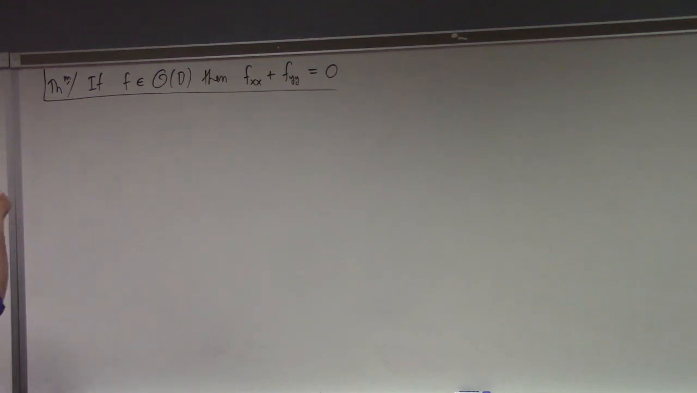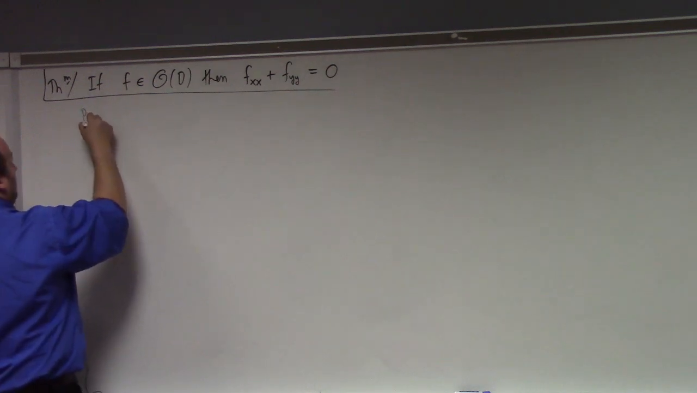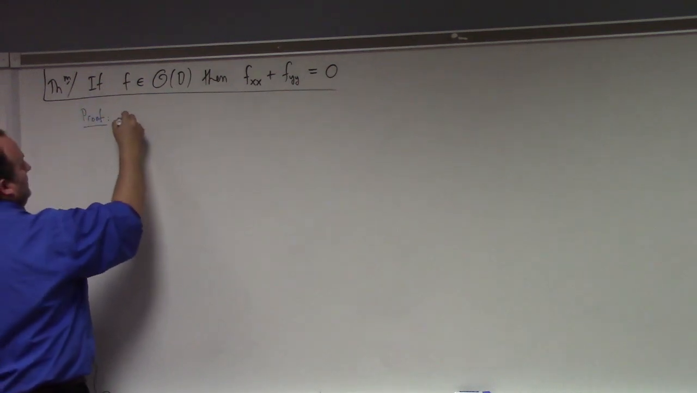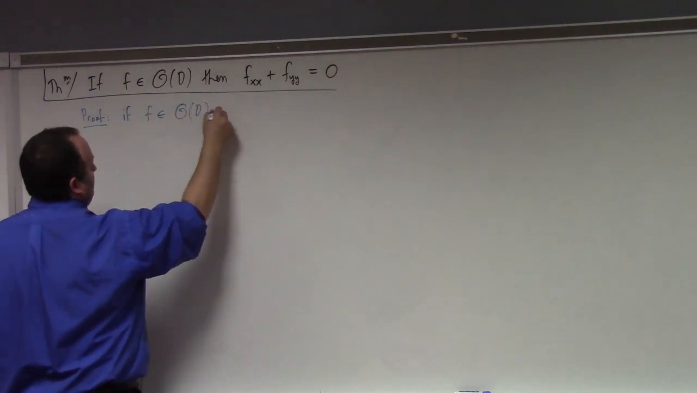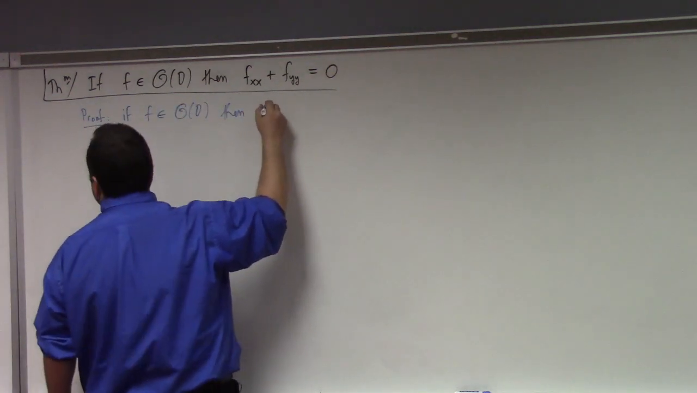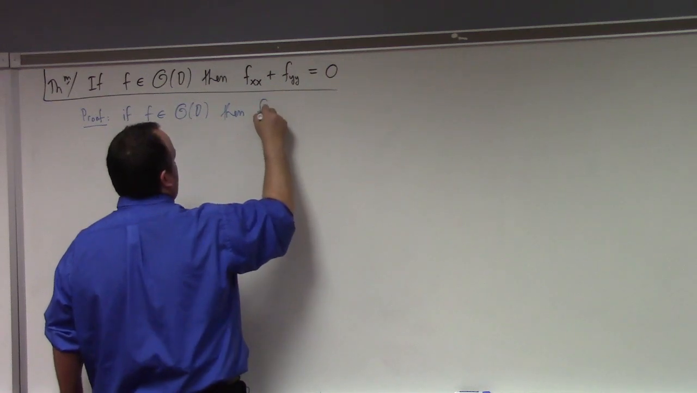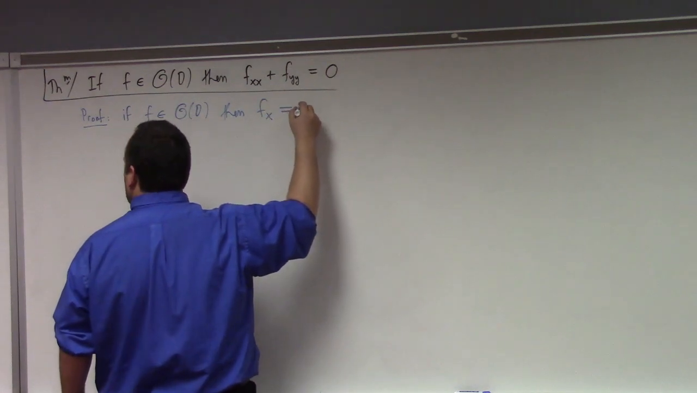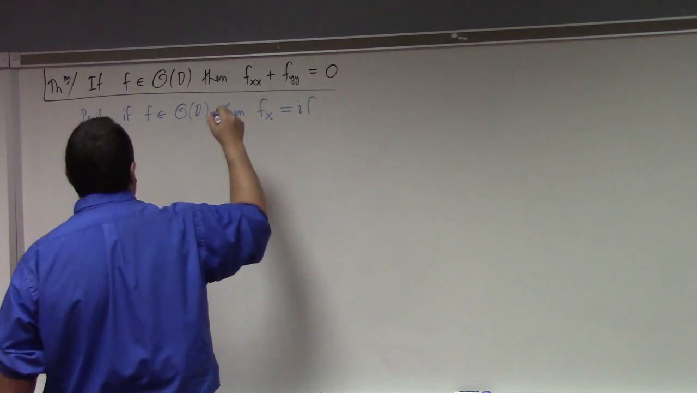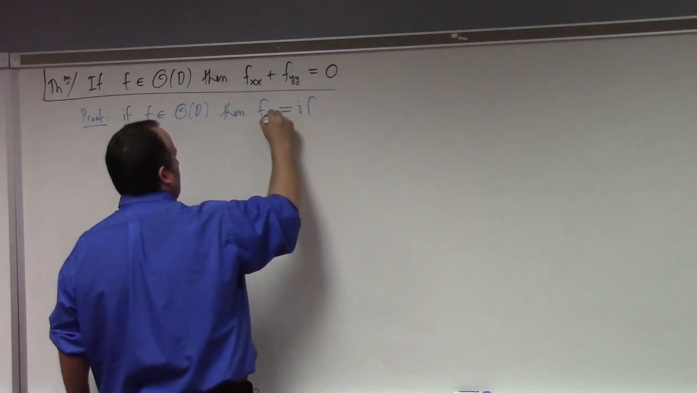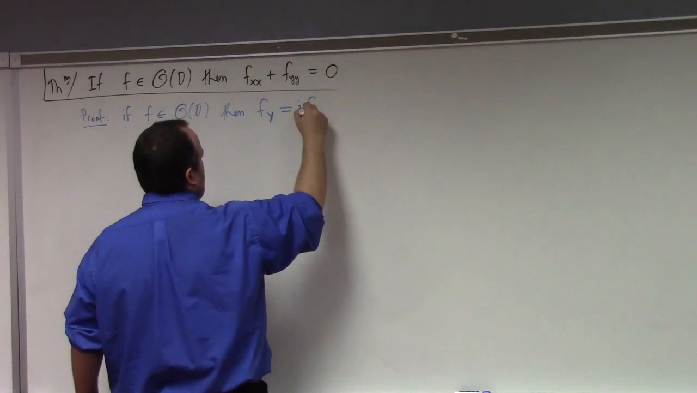Okay, so proof. If f is an element of the holomorphic functions on D, then we know we have the Cauchy-Riemann equations, namely f_x is equal to i f_y. Excuse me, is that right? My bad. f_y is equal to i f_x, right?